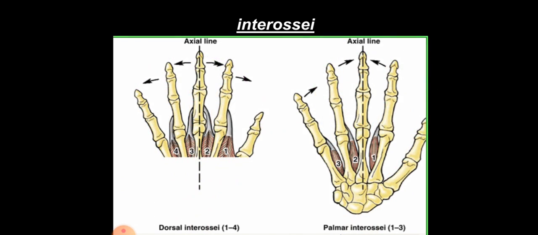Okay, this is the interossei muscle. The palmar, 3 in number, are responsible for adduction. This one has no palmar interossei, and the thumb also. The dorsal interossei, 4 in number, are inserted in the dorsal expansion of the second, third, and fourth finger, while the palmar interossei are inserted in the dorsal expansion of the second, fourth, and fifth finger.